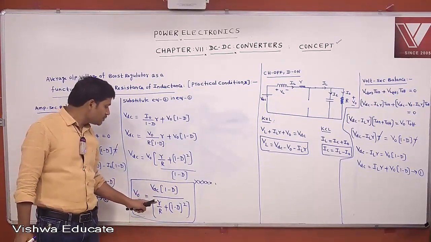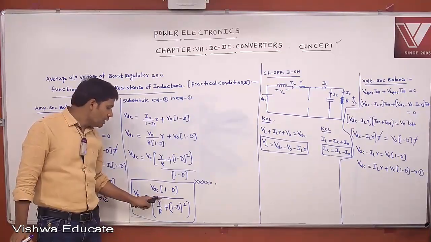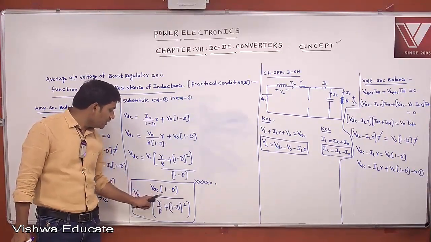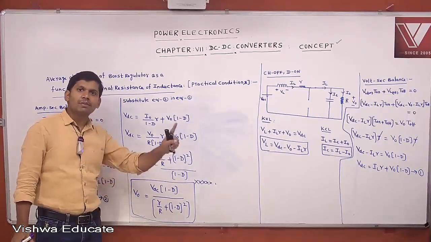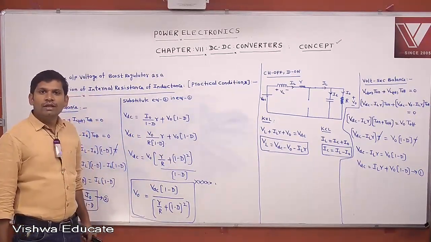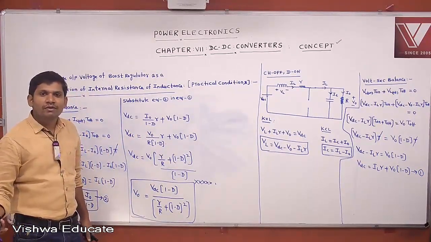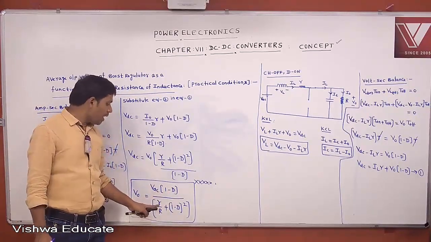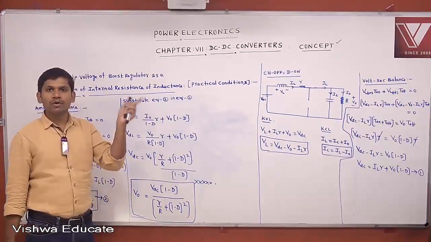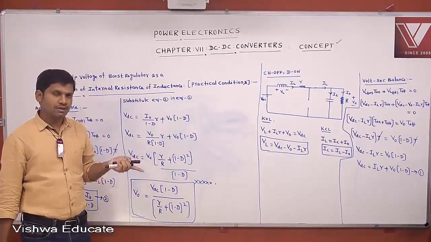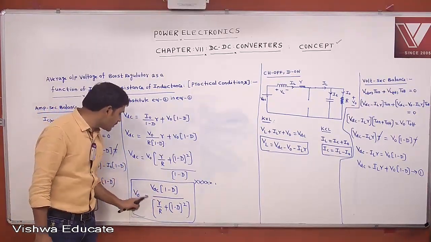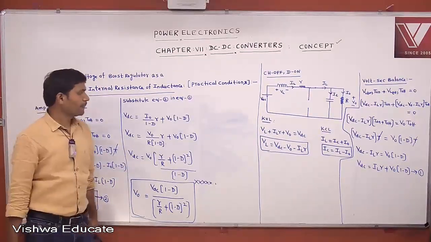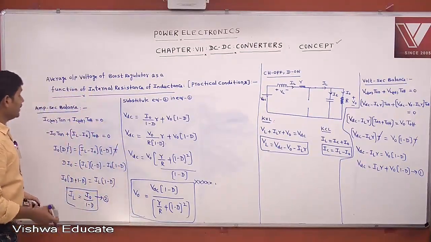In this, if small r equal to 0, then 1 minus D cancels and you get VDC by 1 minus D. Same as without any internal resistance of inductor, the expression you derived, you get again. That's the only difference. But if you consider the resistance, this is the expression for average output voltage. Clear? No doubt? Quick.